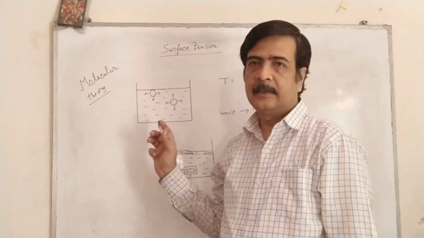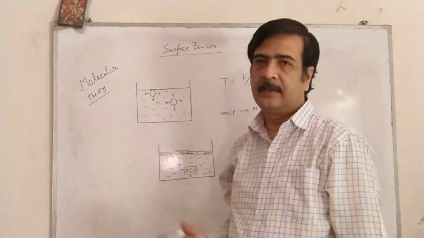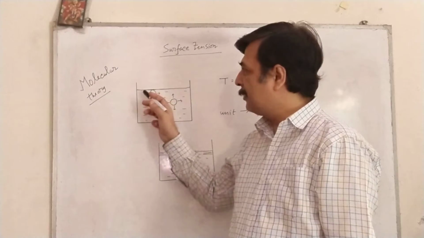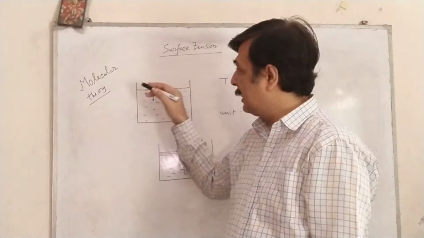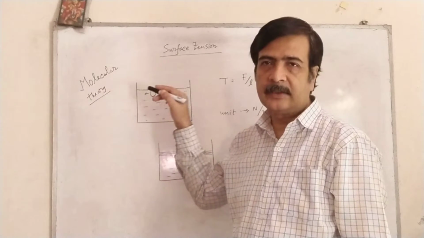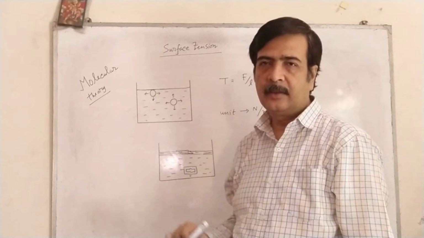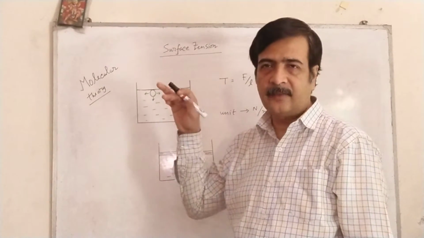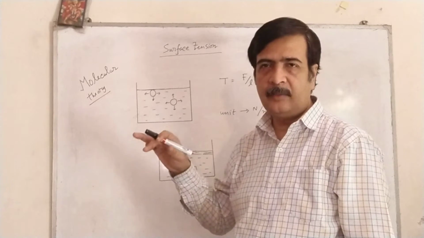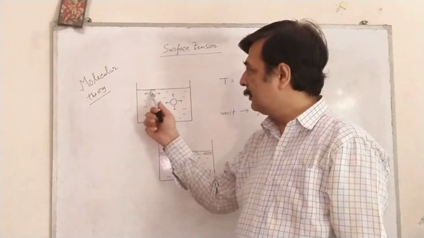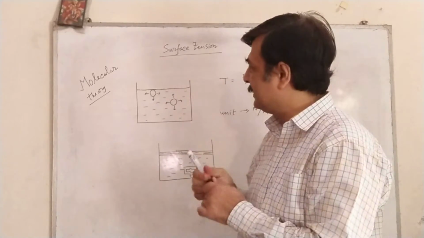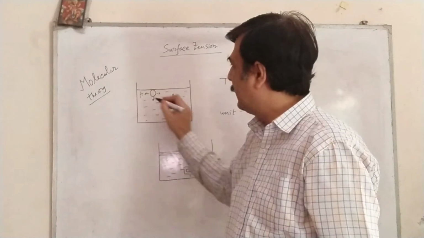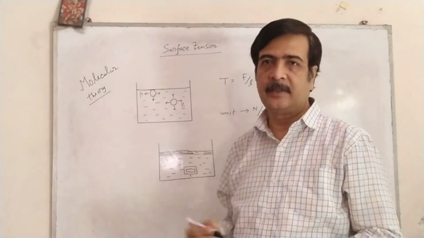Here we can see some liquid is kept in a vessel. Let it be water. Now some liquid molecules are just at the level of the surface, just below the surface, and some liquid molecules are below that level. So some liquid molecules are just touching the surface and some are well below the surface. Say the molecule just touching the liquid surface is A, and this one is B, well below the liquid surface.